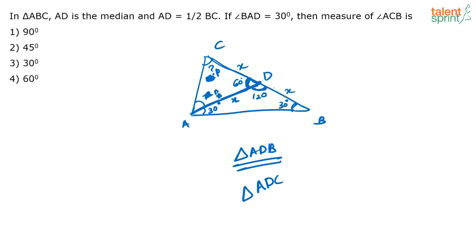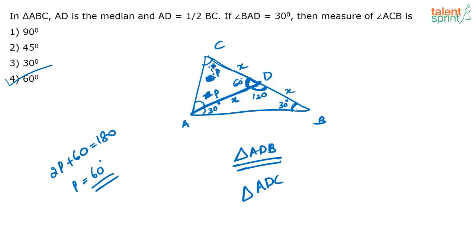So if this is 60, these two angles should be the same because this is an isosceles triangle. Or I can say 2P plus 60 is equal to 180, or P is equal to 120 by 2, that is 60 degree. So each of these angles has to be 60 degree. So the answer here is option 4, that is 60 degree. I hope it is clear.